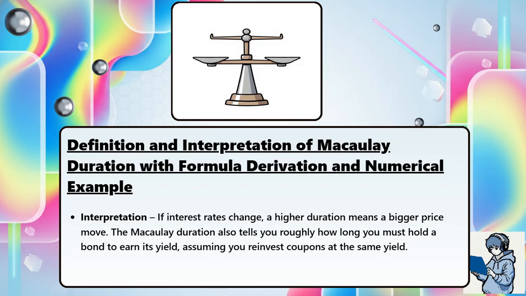Interpretation: if interest rates change, a higher duration means a bigger price move. The Macaulay duration also tells you roughly how long you must hold a bond to earn its yield, assuming you reinvest coupons at the same yield.